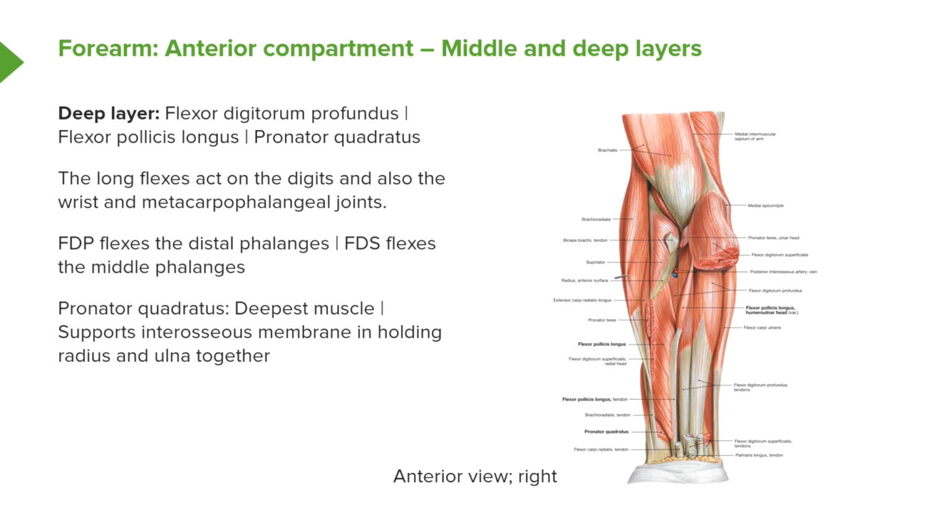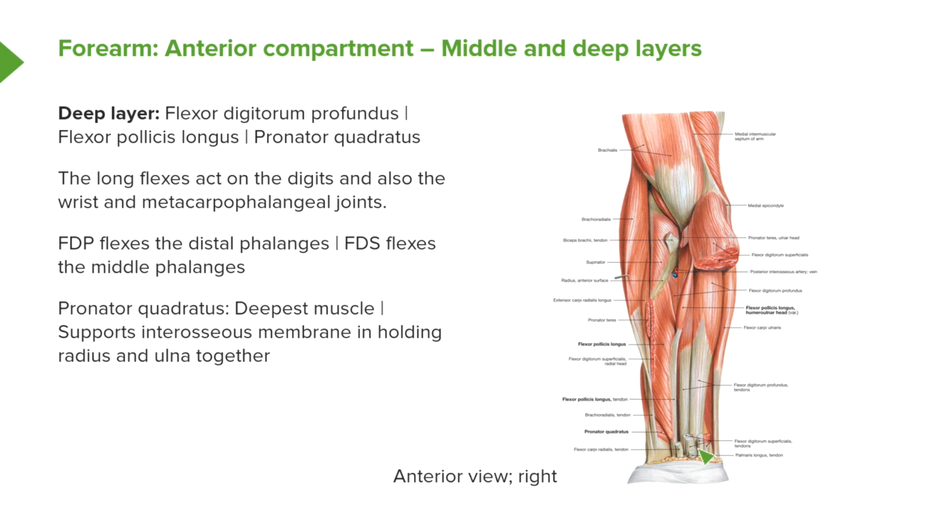We can see we also have flexor pollicis longus. So flexor pollicis longus is running in this direction. We can see it's coming from the radius. And also deep in here, we can just make out pronator quadratus, the deepest of the muscles.